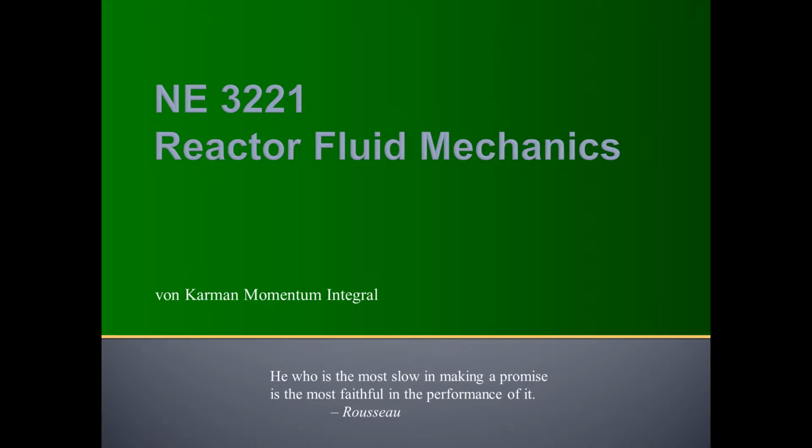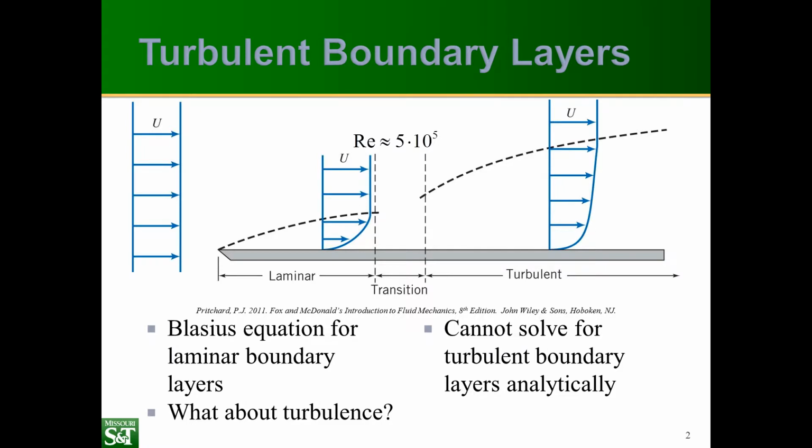At this point, we're going to start discussing turbulent boundary layers, and we need to use a little bit different analysis method to solve for the behavior of a turbulent boundary layer. Now, turbulence usually occurs over a region. Typically, we assume that transition to turbulence occurs at a Reynolds number of about 500,000.